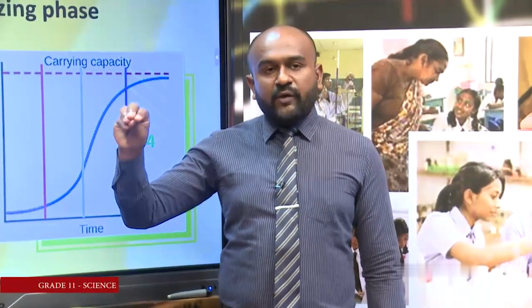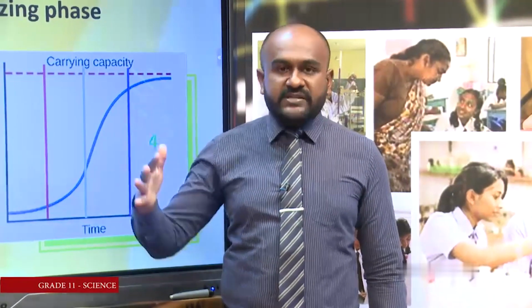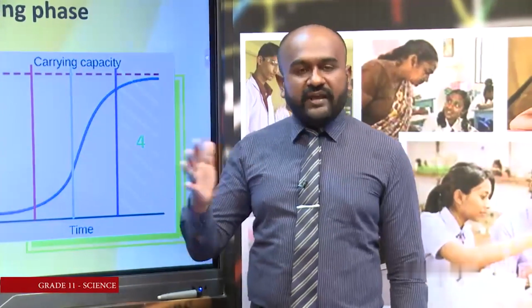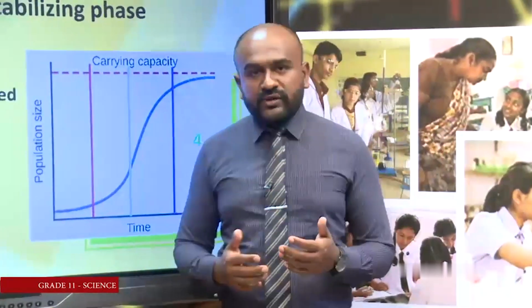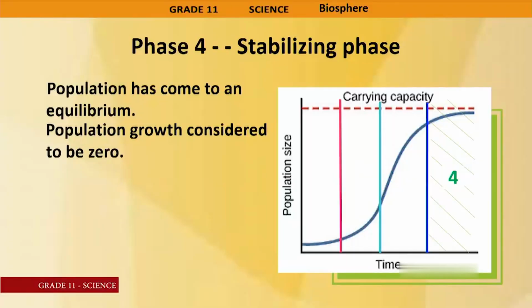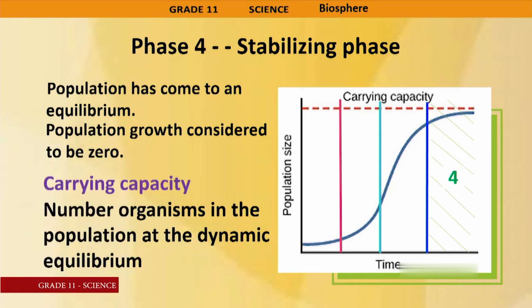So, this is how it looks if a particular population exists under natural control, as I told you at the beginning. Now, you know what this natural control is. The population has come to an equilibrium, and population growth is considered to be 0. Now, birth and death rates are almost equal, they are not exactly similar, they are almost equal. So, the number stays constant. As I told you, now the population has come to the carrying capacity. Now, let us see what this carrying capacity is.